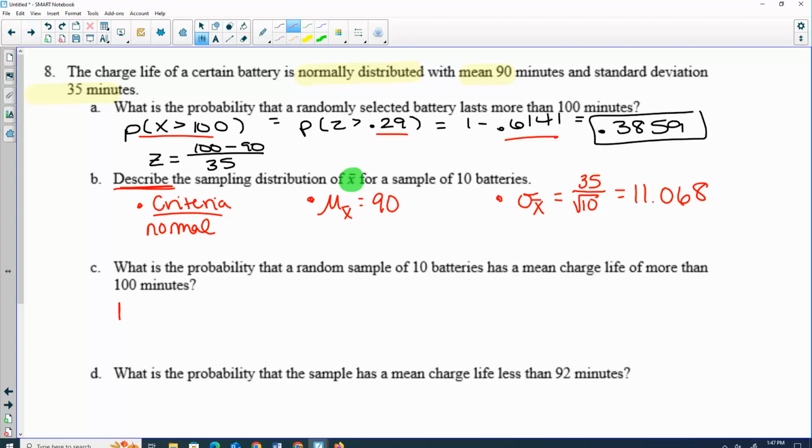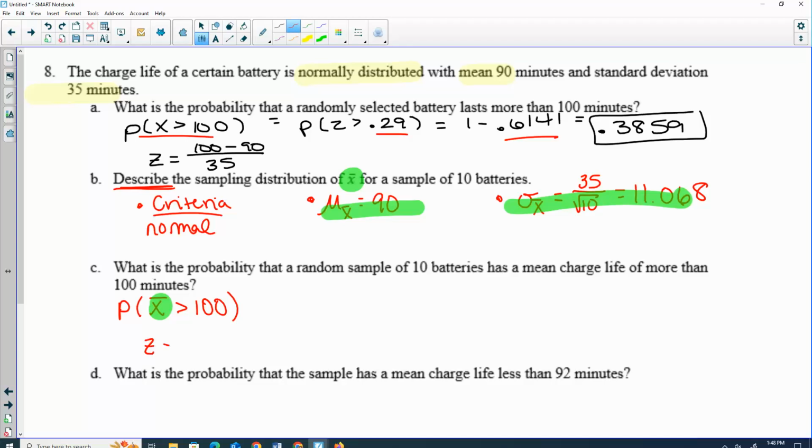I'm no longer talking about a single battery. I'm talking about in my sample, it's more than 100. So the idea is the same. We always have to change these into z's. The key is I'm now talking about X bar. So to change it into z's, I have to use the mean and standard deviation of X bar.